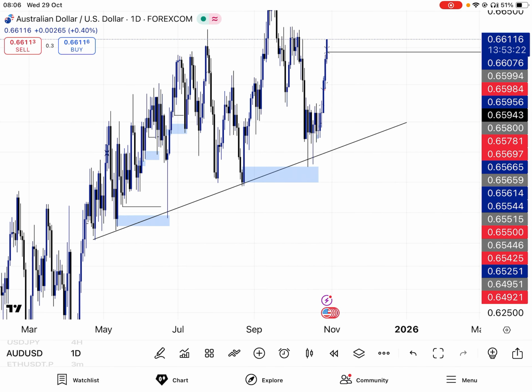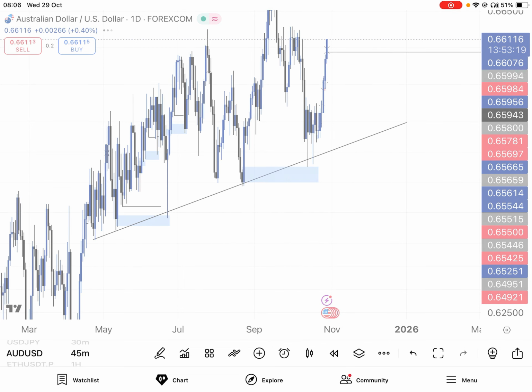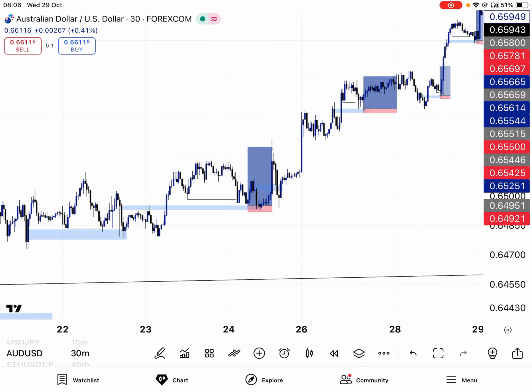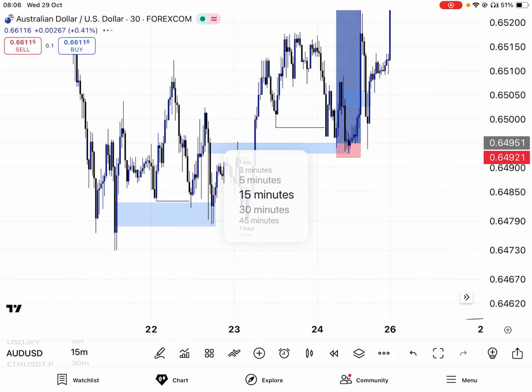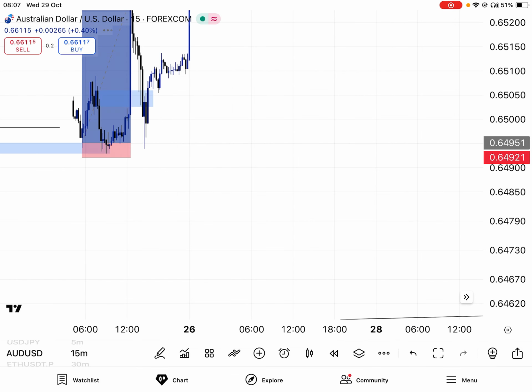So now after getting that bias, what do I do? I scroll down to my lower time frame to start looking for entries to scale in. Let's go down to the lower time frame. Now, my first entry was on the 15 minute time frame.